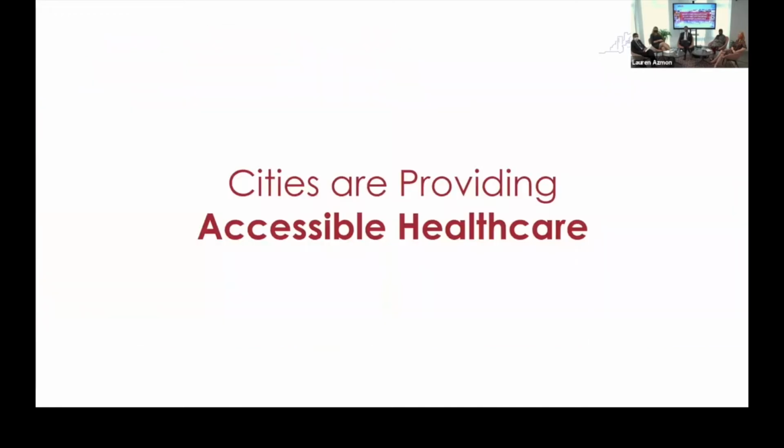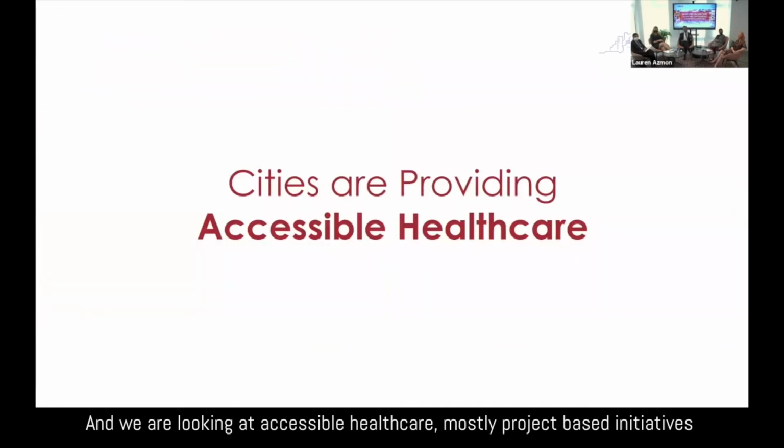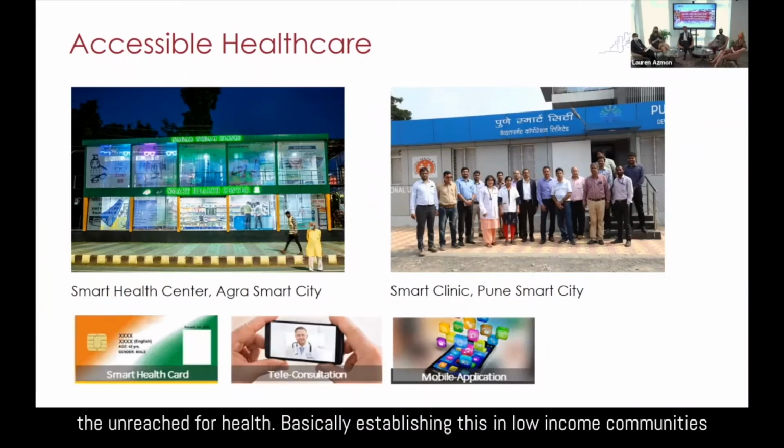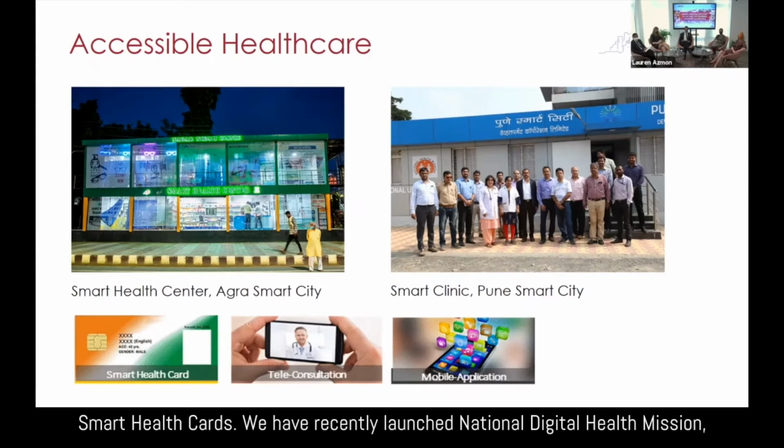Go next. And we are looking at accessible healthcare. These are mostly project-based interventions we're talking about. Go next. We're looking at telemedicine, smart health centers. We use technology to basically increase the reach for health. Smart clinics, which are basically established in low-income communities.